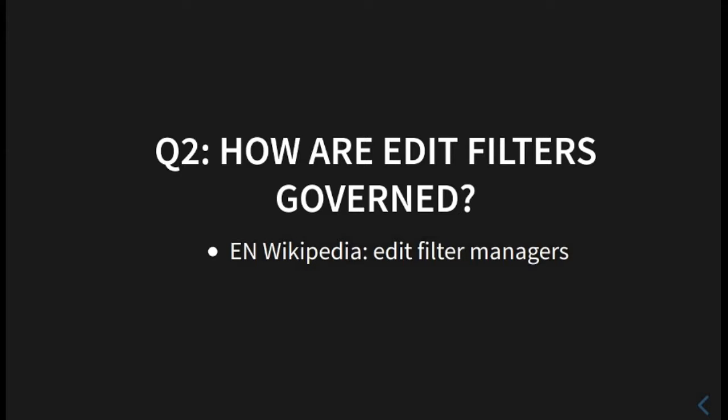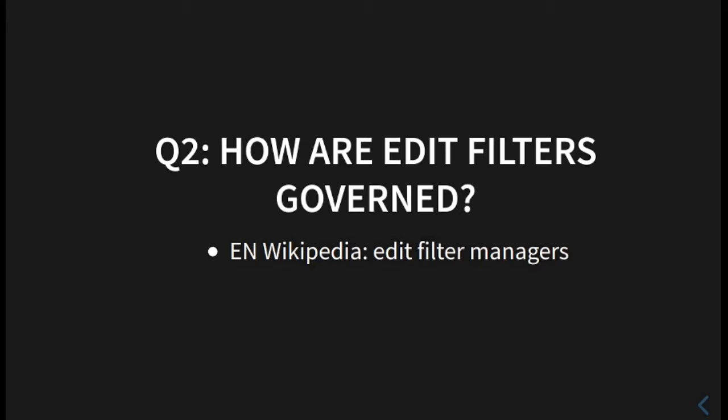On other language versions, this is not necessarily the case. For instance, the German, Spanish or Russian Wikipedia don't have an Edit Filter Managers group. Instead, administrators in these language versions have the necessary permissions to operate edit filters. On English Wikipedia, the group is small and it is difficult to obtain a permission.